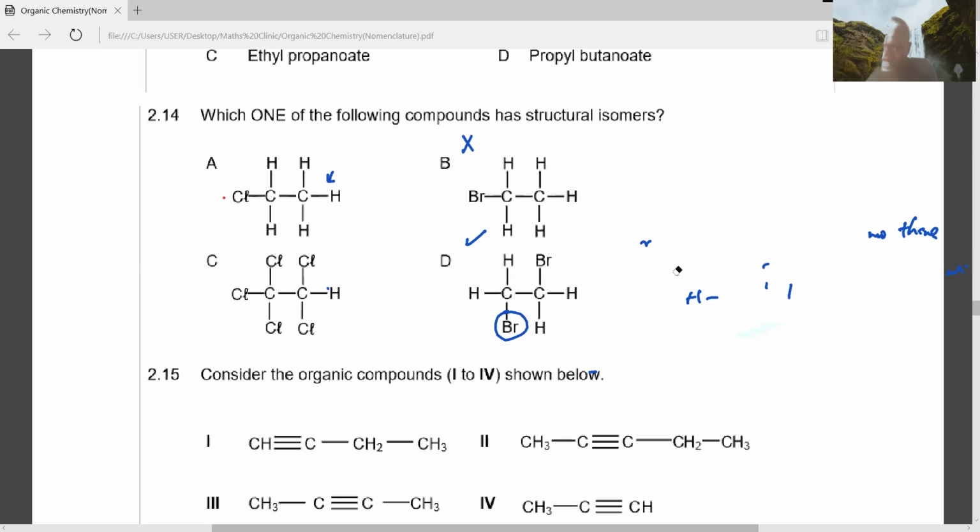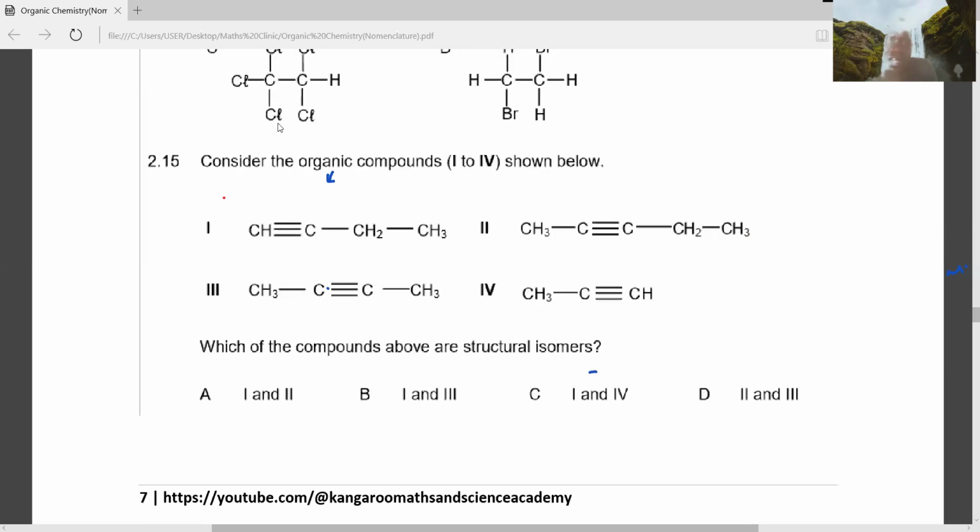Okay, let's move on to 2.15. What do we have? Let's first analyze our organic compounds. Consider the organic compounds from 1 to 4. The first one belongs to an alkyne, triple bond. Even this one is an alkyne, triple bond. This one is also an alkyne. They're all alkynes, with the general formula CnH2n minus 2. So let's look at the question. The question says what?